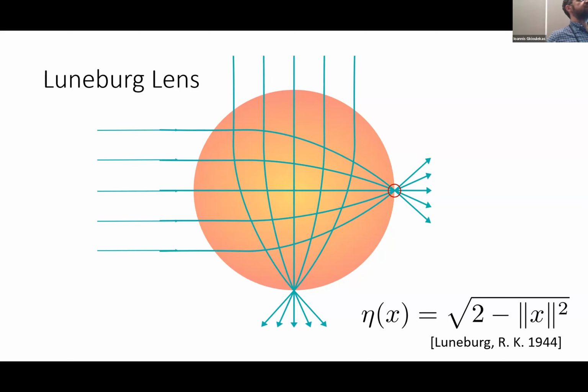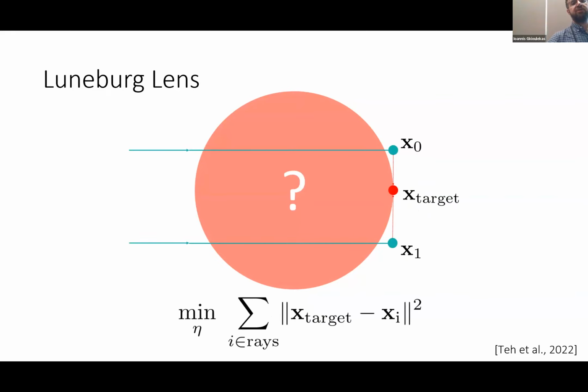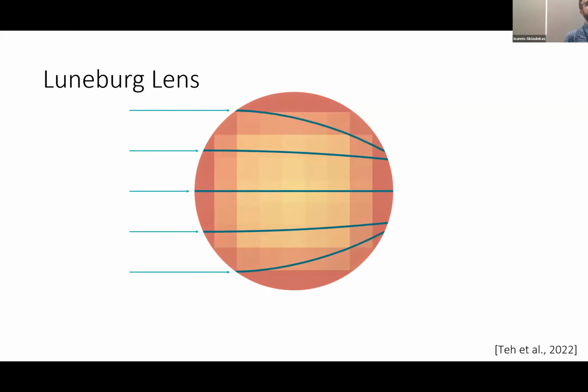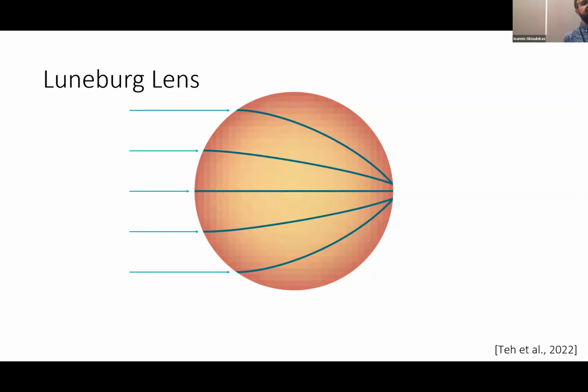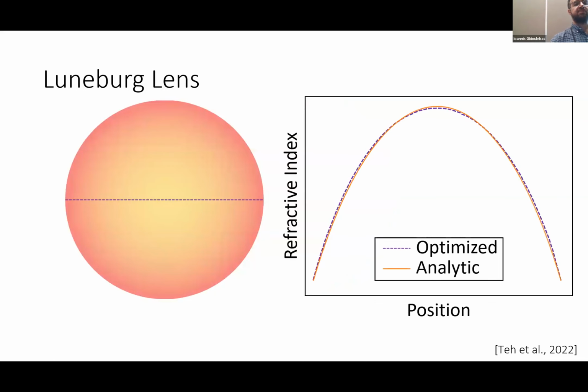So can we reinvent this using differentiable rendering? We can set up an inverse problem where we say any ray, when it exits the medium, I want to get it to exit at the target X, do differentiable rendering, and this is the optimization I get. I update my refractive gradients until I arrive at the refractive index field that matches the one that Lüneburg discovered analytically. So if I plot this, I see that the optimized profile and analytic match very closely. Now, of course, that's just a demonstration. There is no reason to rederive this well-known design.